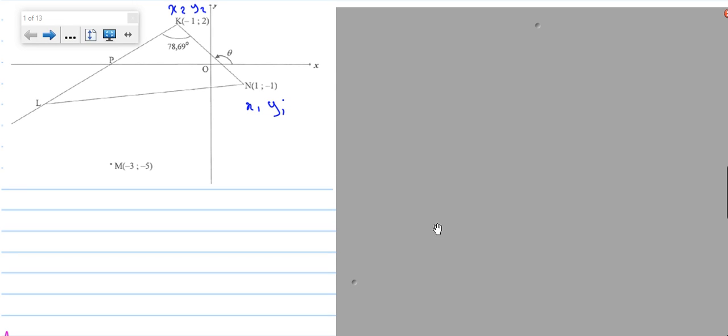Good morning, grade 12s. This is a correction for the November 2018 question 3, the analytic geometry given to you as homework. Let's go through it.